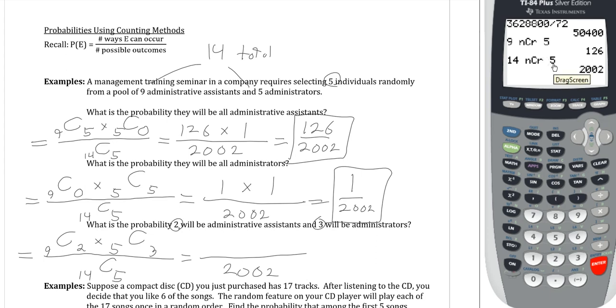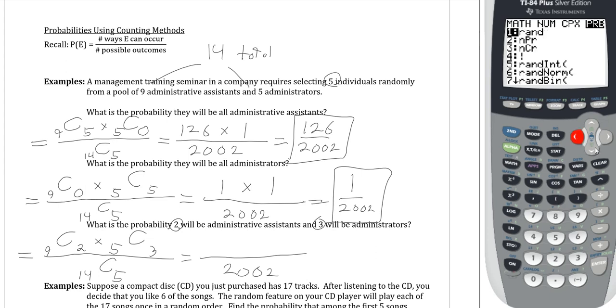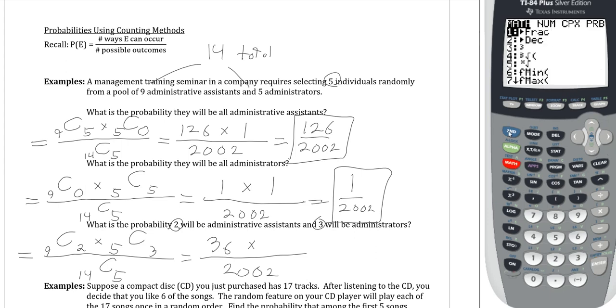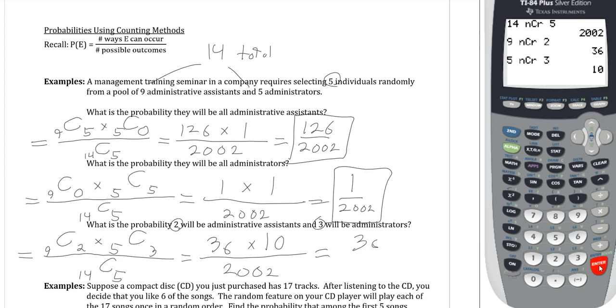On the top, you have 9 choose 2. That should give you 36. We'll show that here. 9 choose 2 should give you 36. And 5 choose 3 should give you 10. So let's do that one. So 5 choose 3 should give you 10. Overall, that means we have 36 times 10 is 360 out of 2002.